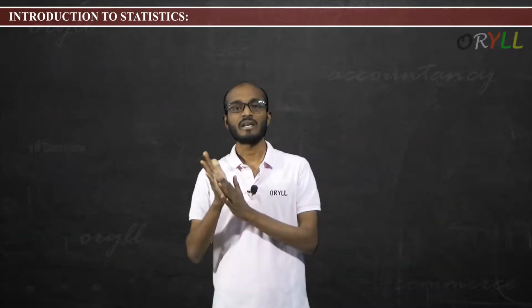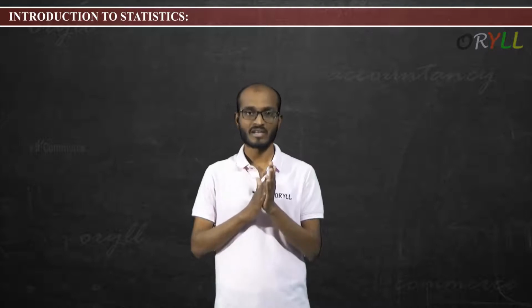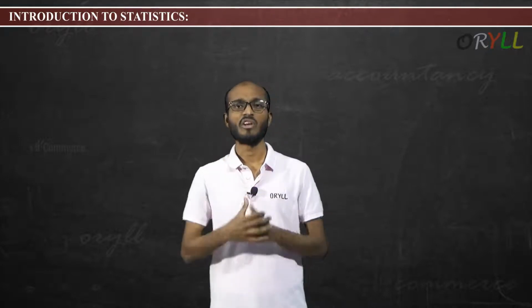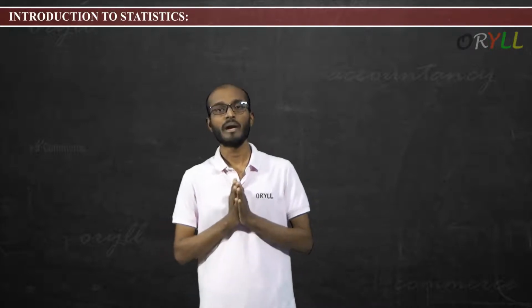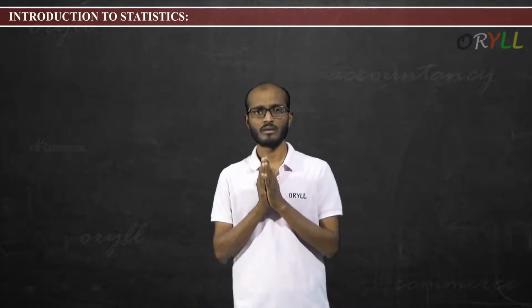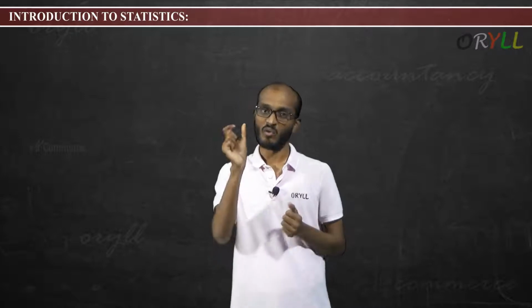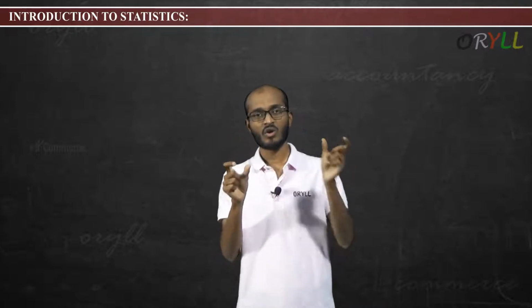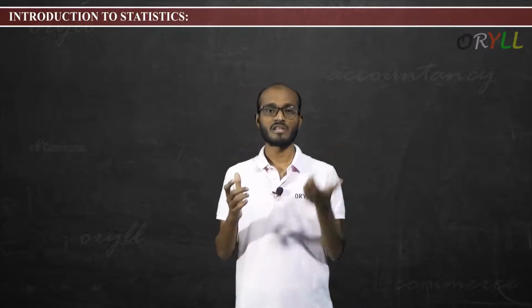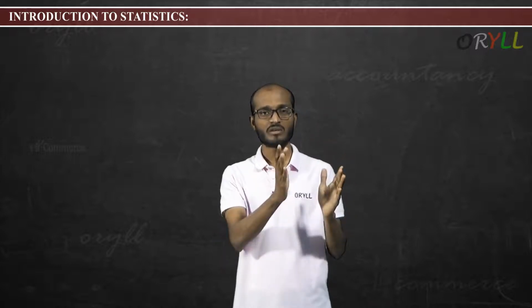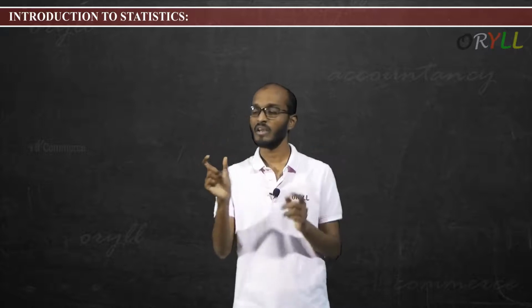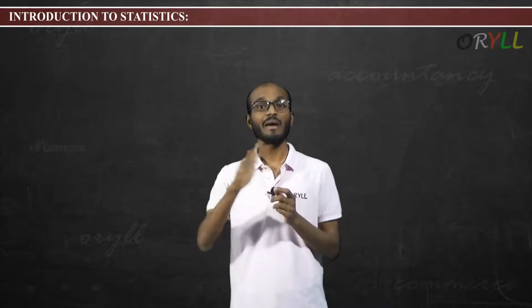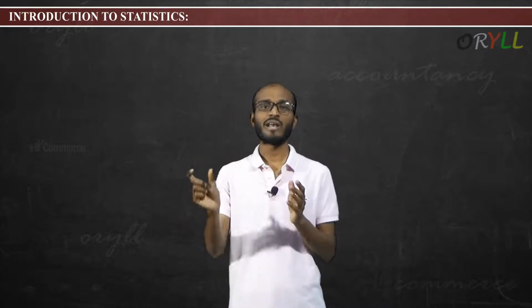Now, before going to the definition of statistics, some basic terms we need to understand. That is variable. What do you mean by variable? Generally two terms we are going to use, variable and constant. The name itself says constant means fixed. Wherever you go, the value is fixed. There is no change at all. But a variable means it changes from time to time and place to place. Its value is not fixed.